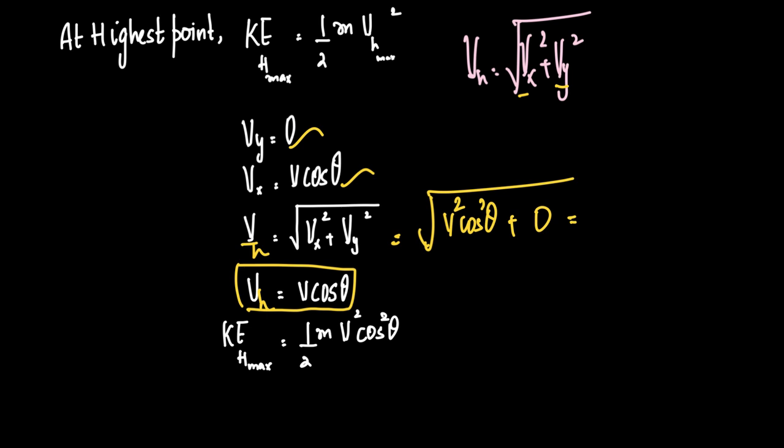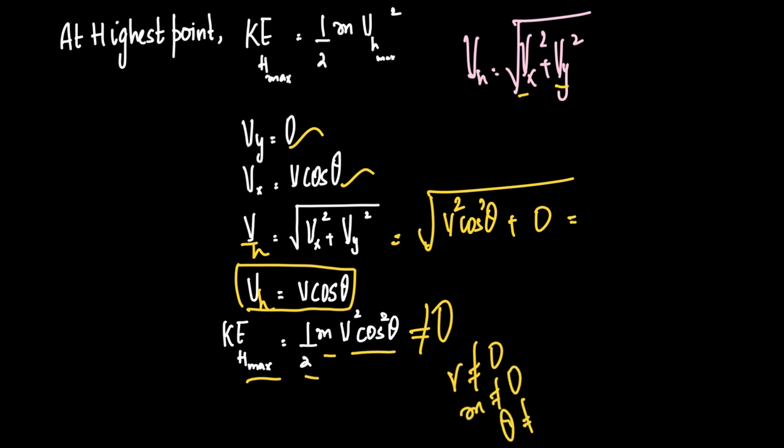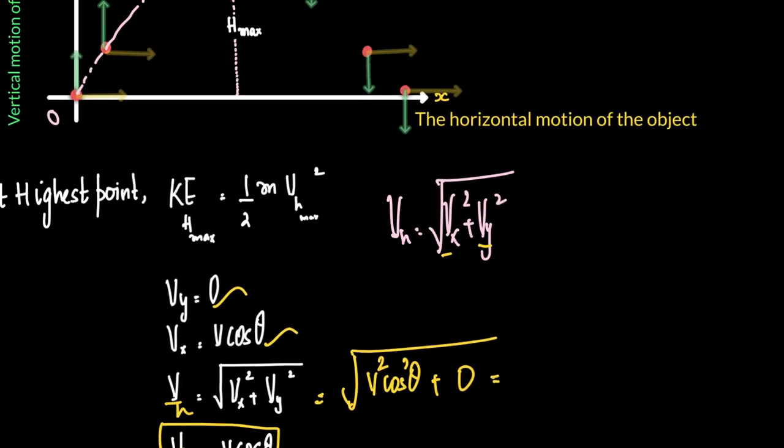And therefore, what is kinetic energy at the maximum height? It is half into mv square cos square theta, and definitely this is not equal to 0. And why is it not equal to 0? Because V is not equal to 0, because m is not equal to 0, and because theta is not equal to 0. Okay, I hope that makes sense.